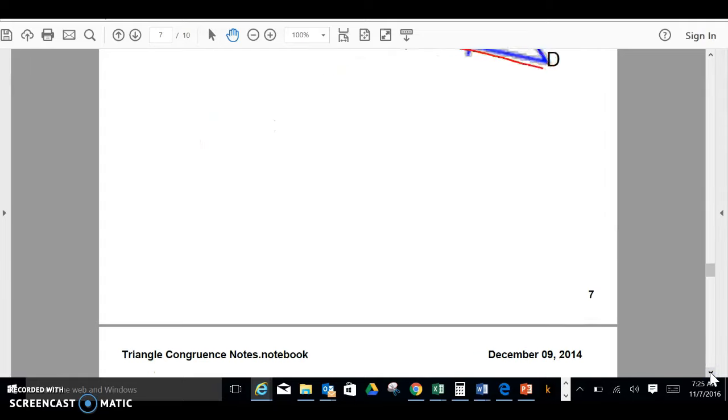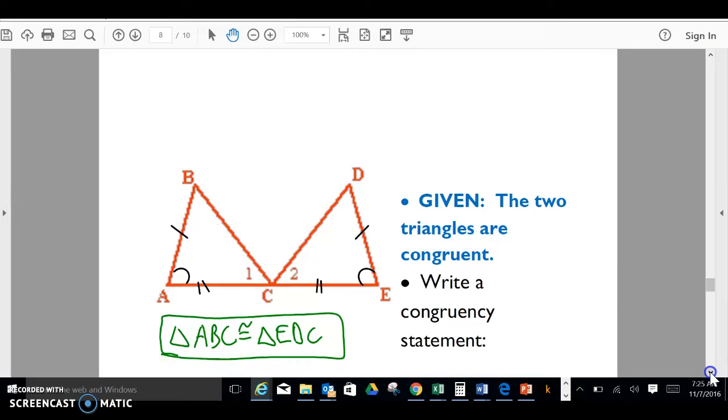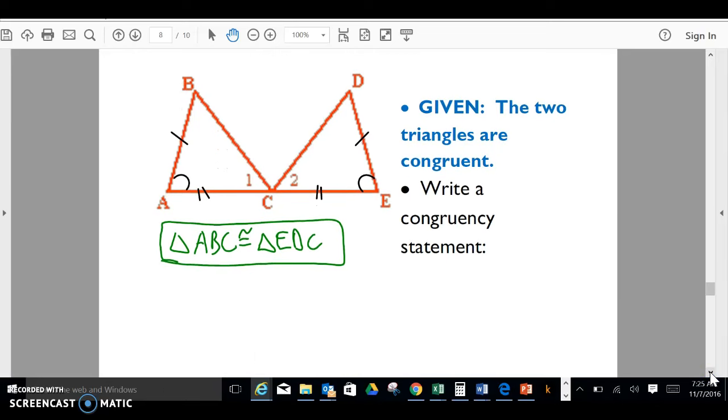Next, here they want you to write the congruency statement. So the two triangles are congruent. It's telling you that.